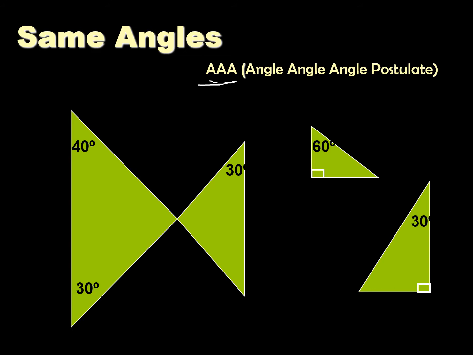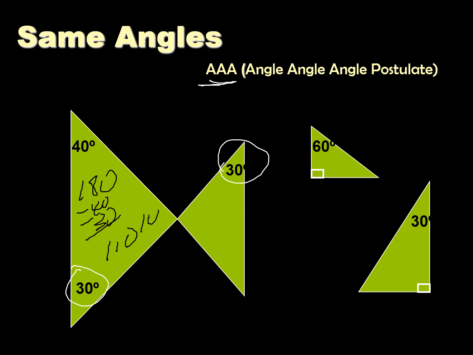Angle, angle, angle postulate, where you've got 3 angles. Now, do I have 3 right now matching? I got 30 matching 30, but I don't have another 40. Can I find a missing angle? Let's see, yeah, 40 and 30. This triangle has to make 180. I've already got 40 and 30. Minus 40 minus 30 leaves me 110. This big one right here, 110. Well, that's a 110. And then the vertical would match 110.